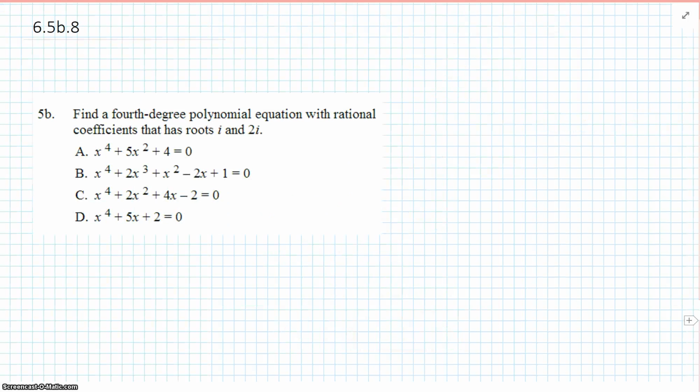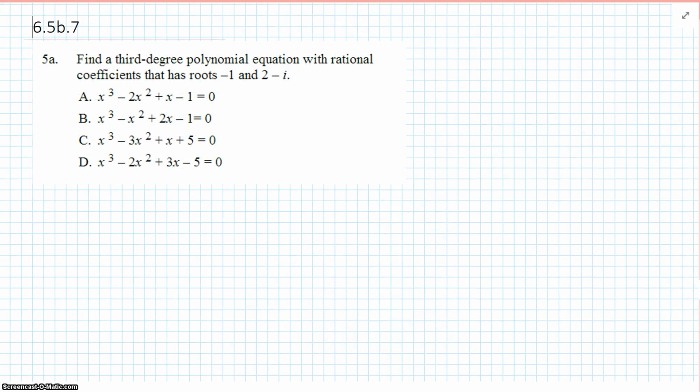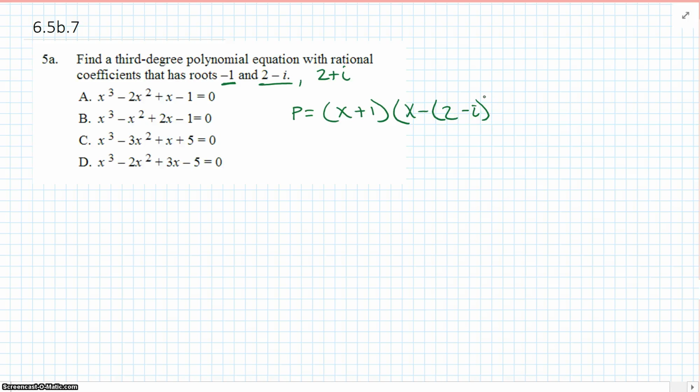Okay, next example. Find a third degree polynomial with rational coefficients that has roots of negative 1 and 2 minus i. So I know the other one's got to be 2 plus i. So my roots look like this. So the polynomial is going to look like this equation. x minus negative 1 times x minus 2 minus i times x minus 2 plus i.